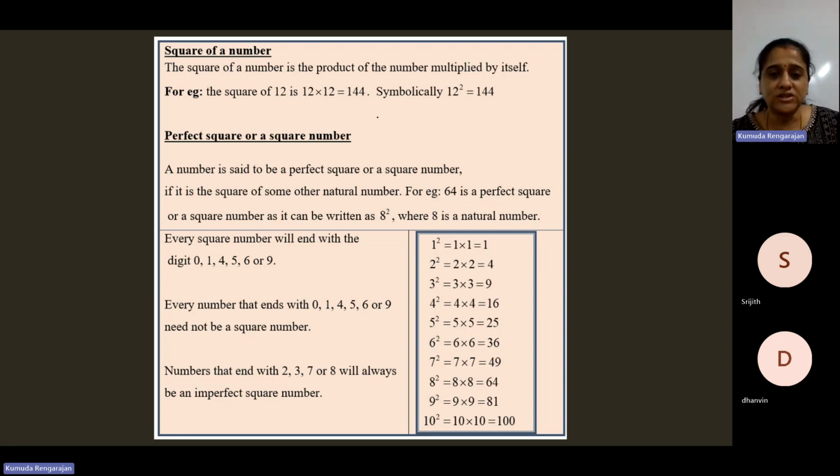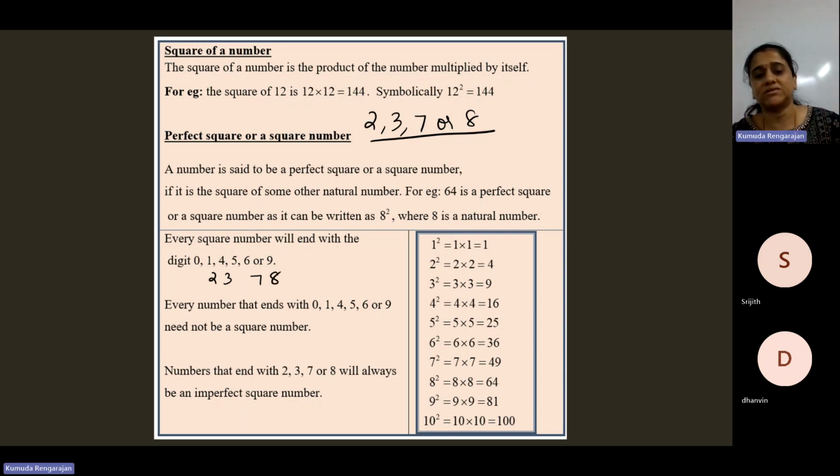So if a number ends with the digit 2, 3, 7, or 8, then it is not a perfect square, because those are the digits missing here: 0, 1, 4, 5, 6, 9 are present. Remember, 2, 3, 7, 8. Numbers ending with the digit 2 or 3 or 7 or 8 cannot be a perfect square. Numbers that end with the digits 0, 1, 4, 5, 6 or 9 may be a perfect square. Perfect squares will end with only these digits.